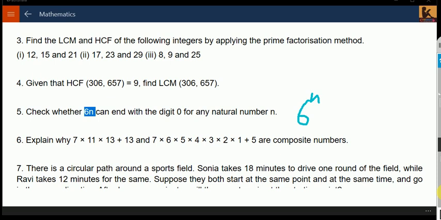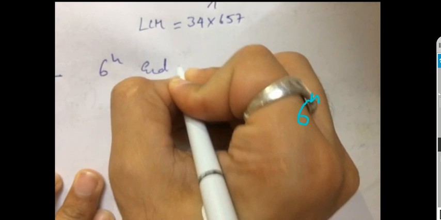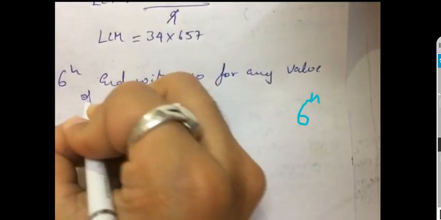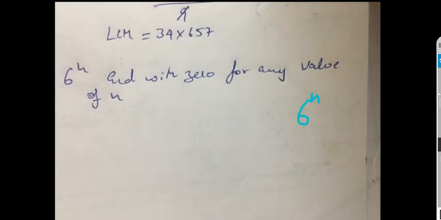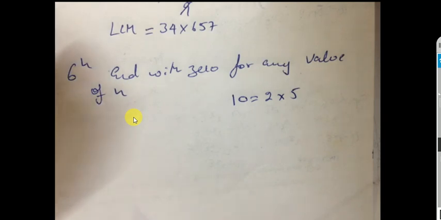So what we will do is check whether this also ends with 0 or not. If this has to end with 0, it should be a multiple of 10 or should have factors of 10. What are the factors of 10? Factors of 10 are 2 and 5. You have to find whether 6^n ends with 0 for any value of n. The factors of 10 are 2 and 5. If any number has both the factors, that number will surely end with 0, whatever its power. But if it does not have one of the factors, it will not end with 0.